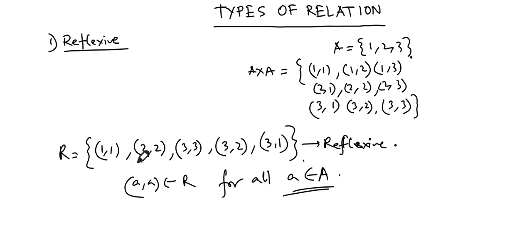Now, in other words, if we omit (2,2) here, then it won't be a reflexive relation, because for all a belonging to A, (a, a) should be here. So 2 is an element of A, but the pair (2,2) is not here, so that won't be a reflexive relation. So for every element of A, (1,1), (2,2), (3,3) should be there to make it a reflexive relation. Now we move on to the symmetric relation.